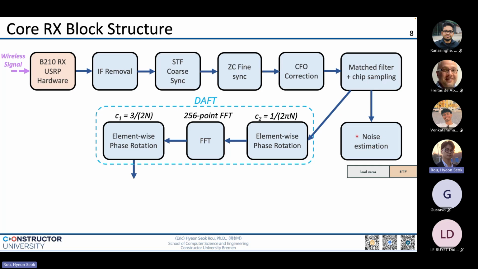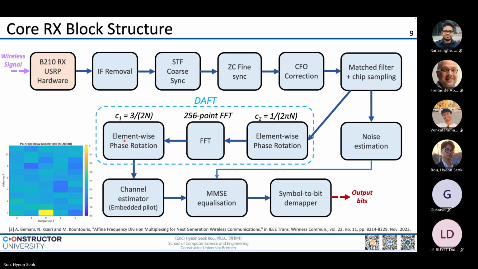One is for the noise estimation. In my setup, I simply took the lead zeros before the actual signal, as you can see. So this is when the coarse synchronization field started. This is the lead zeros. And based on this, I estimate the noise. And of course, on the side, we have the actual demodulation. So we perform the discrete affine Fourier transform, the forward version. So we have the phase rotation, the forward FFT, and the second phase rotation.